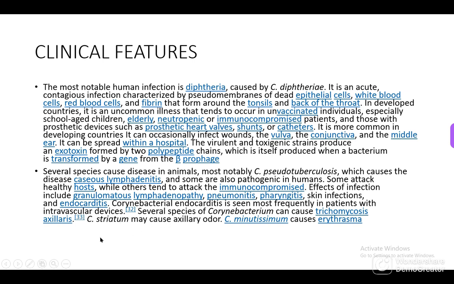Several species of Corynebacterium can cause trichomycosis axillaris. This is a skin infection. And Corynebacterium striatum may cause axillary odor. You see the odor in the axilla because of the proliferation of Corynebacterium striatum. It should be remembered by you. Those people who have a very high smell from the axilla, because the hair was not removed properly and hygiene was not properly practiced, have this specific odor.